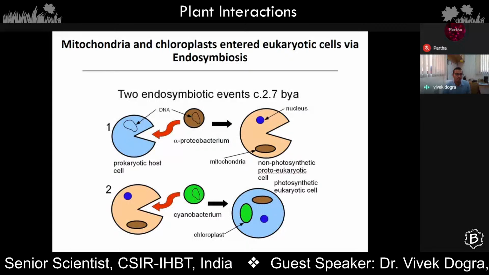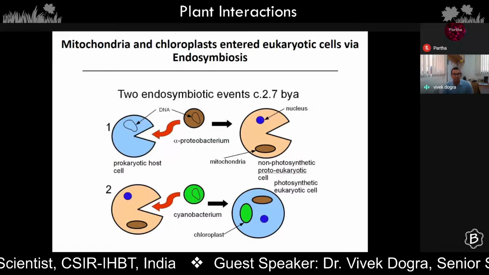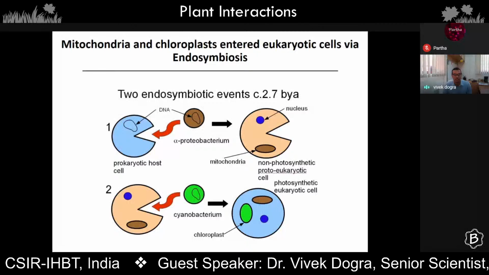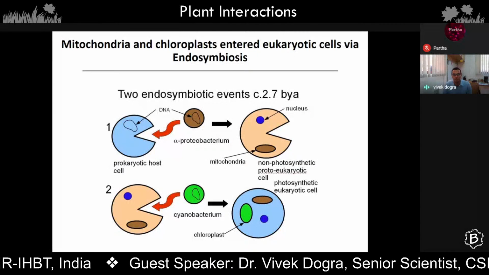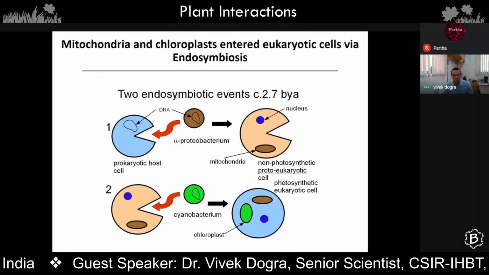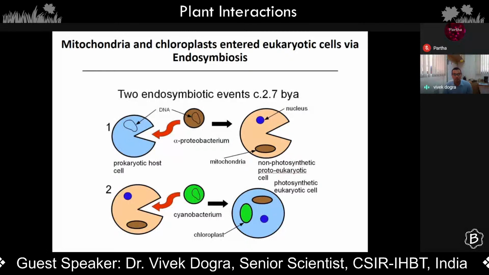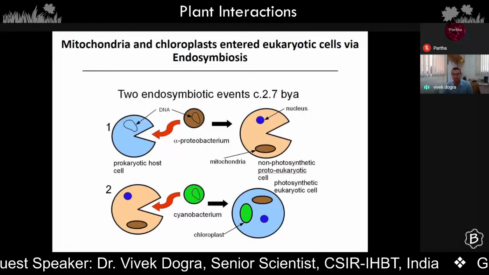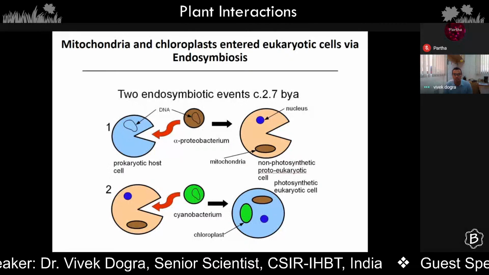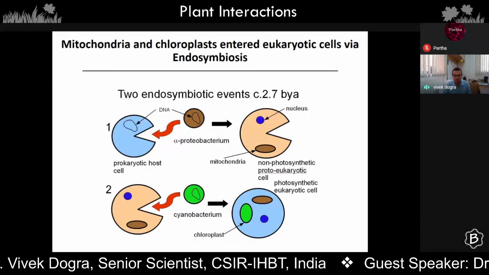What happened at that time is a prokaryotic host was attacked by an alpha proteobacterium, which entered the prokaryotic host cell and became a non-photosynthetic proto-eukaryotic cell, which resembles human or animal cells, having only the mitochondria and the nucleus. Now, this cell had two genomes. One was from the host in the nucleus, and another was in the mitochondria, from the endosymbiont.